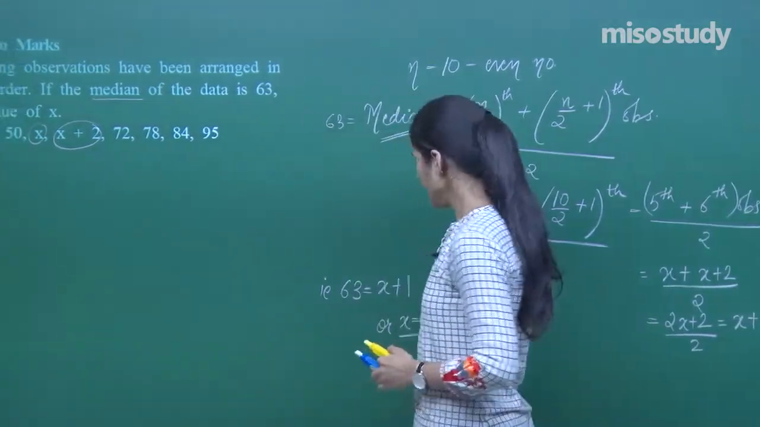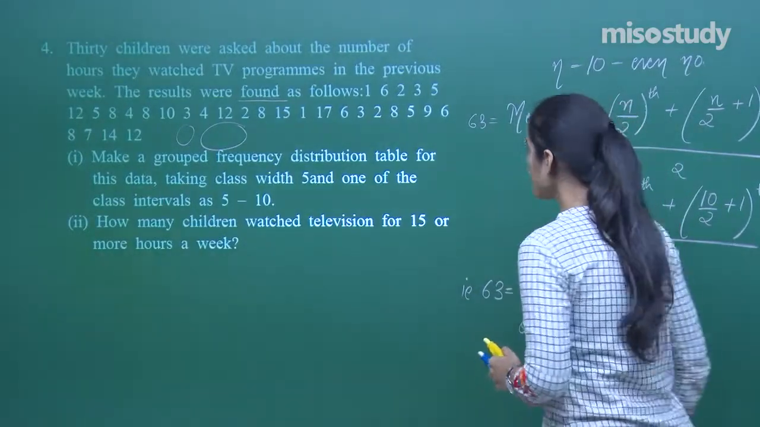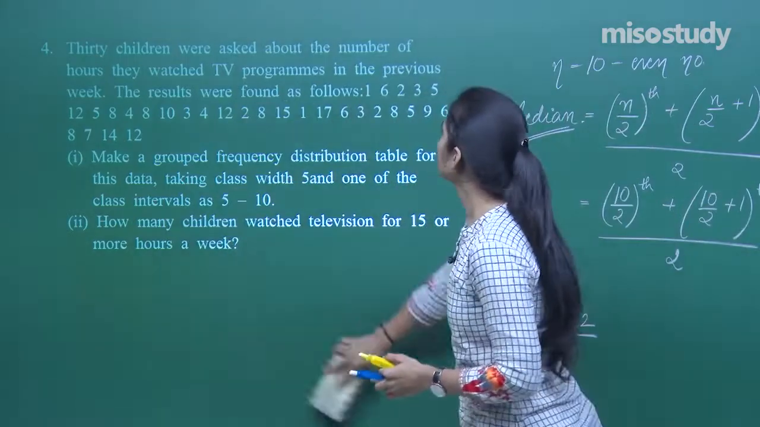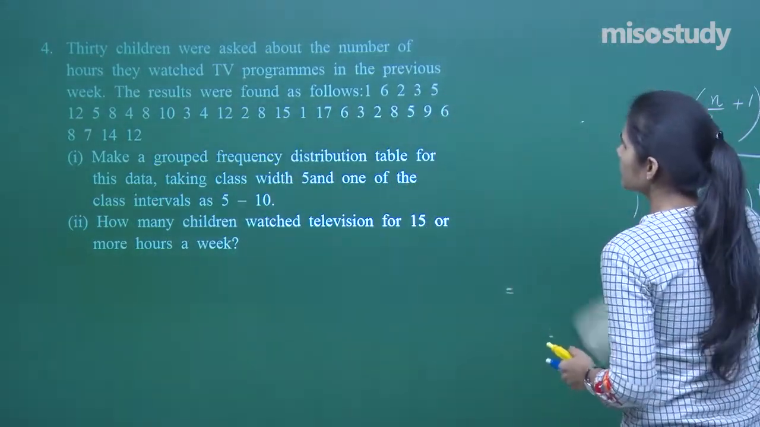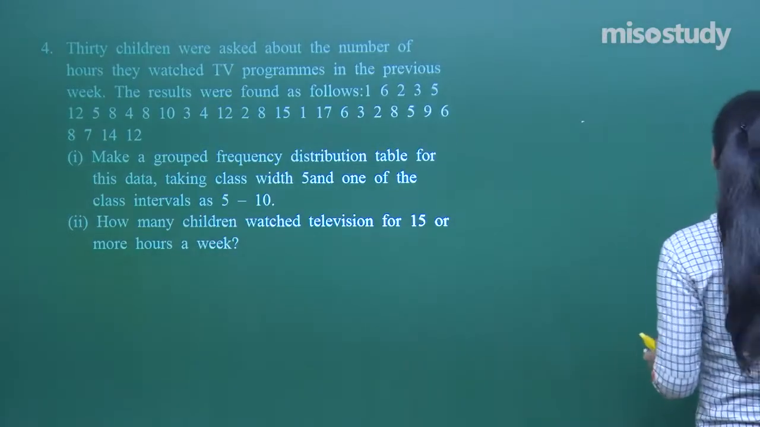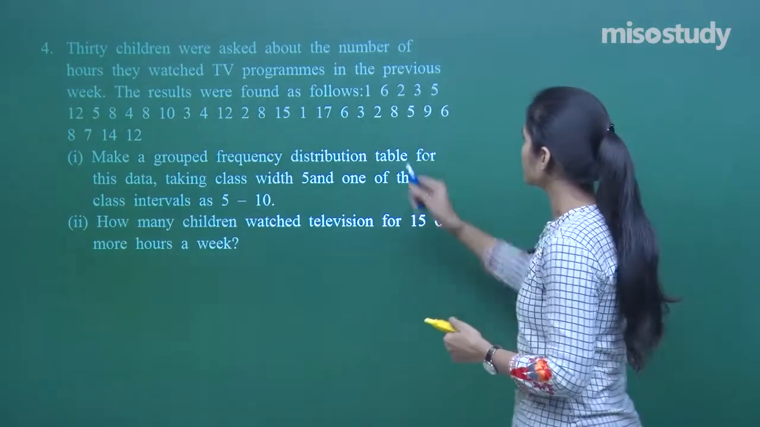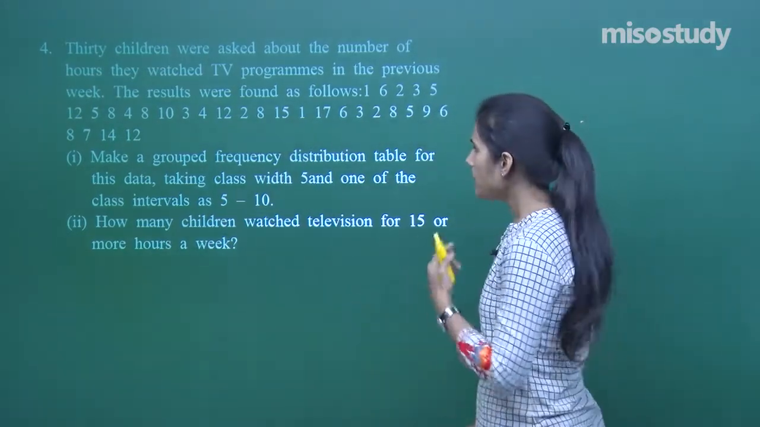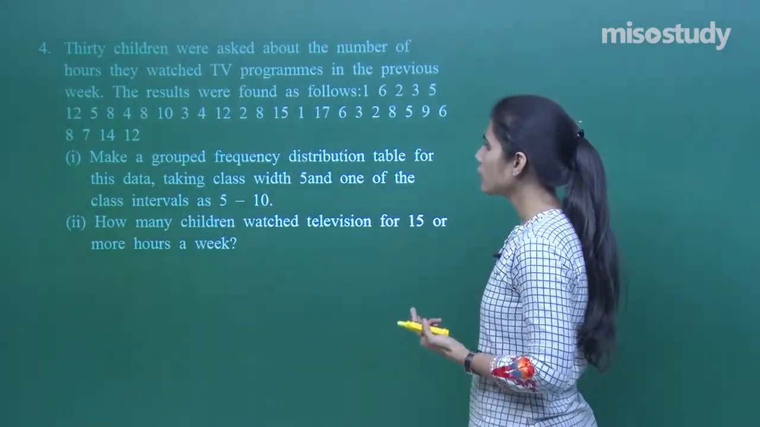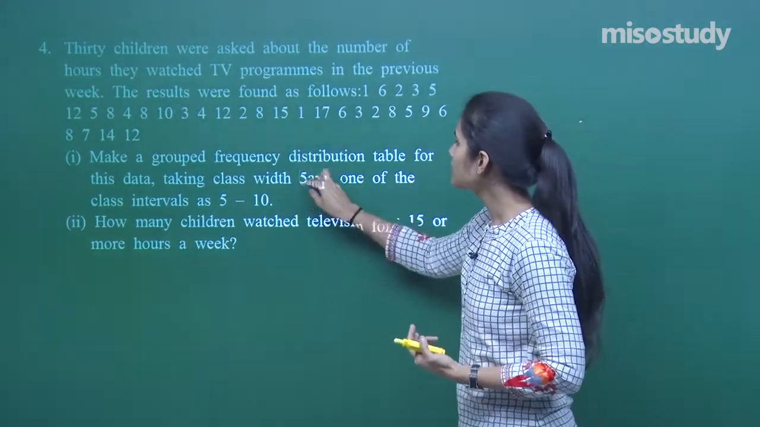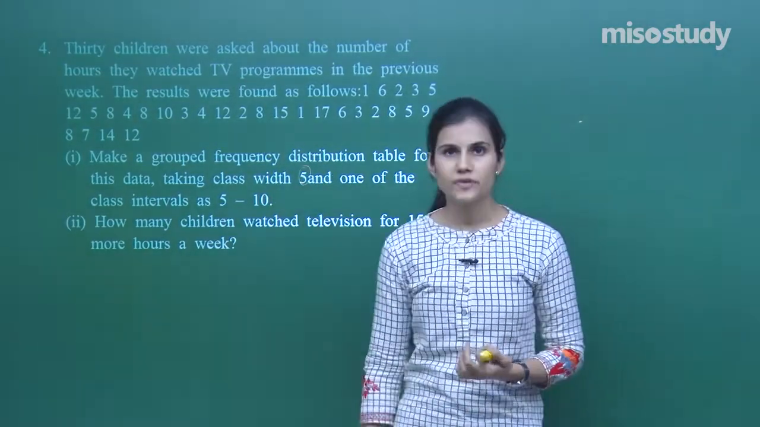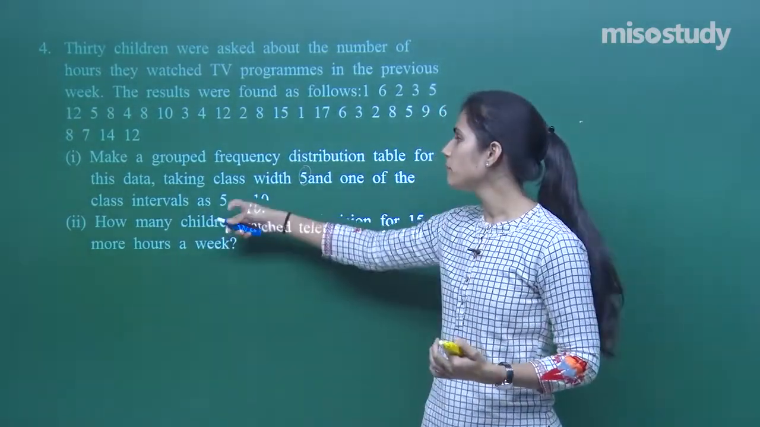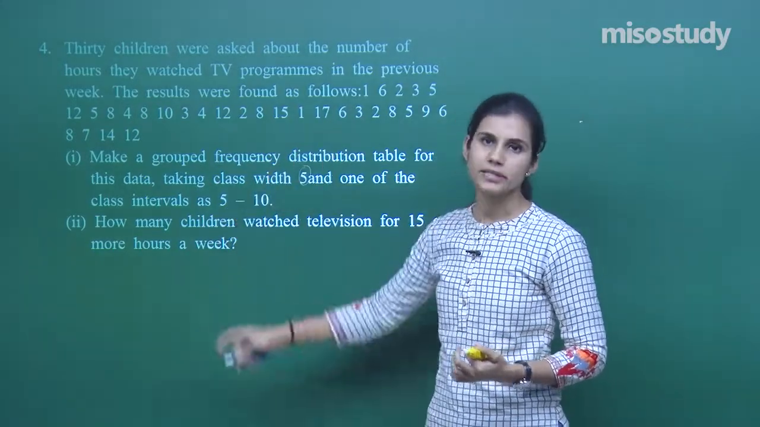Cool enough? Next question says that 30 children were asked about the number of hours they watched TV programs in the previous week. The results were found as follows. Okay. So these are the number of hours: 1 hour, 6 hours, 2 hours, 3 hours, 5 hours and so on up till 12 hours. Make a grouped frequency distribution table for this data, taking the class width as 5 and one of the class intervals is 5 to 10. So they are giving you one of the class intervals. This doesn't mean that you have to begin your class intervals with this class interval.